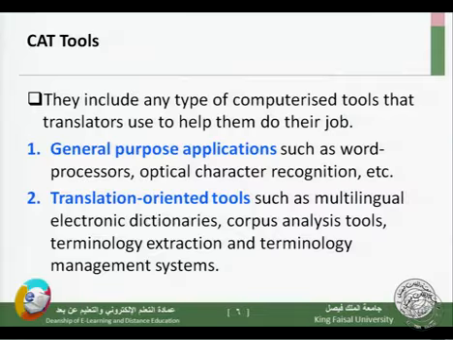Then we have translation-oriented tools, such as the multilingual electronic dictionaries. Now students are using electronic dictionaries. The corpus analysis tools, terminology extraction and terminology management systems. So there are systems, programs, where you can get information through the computer. So these are the tools used in this technology.